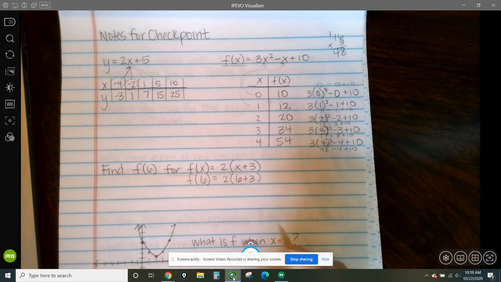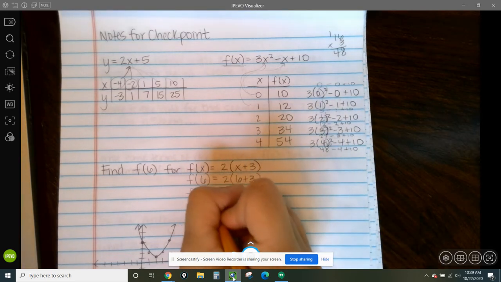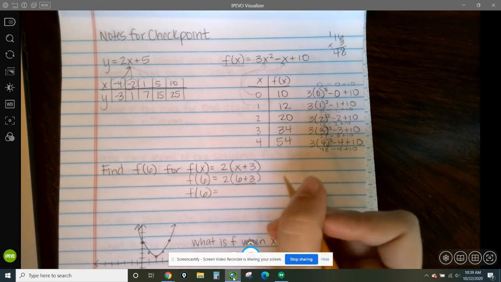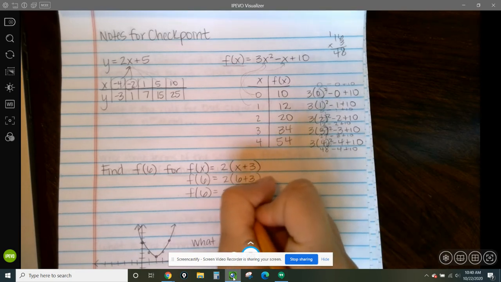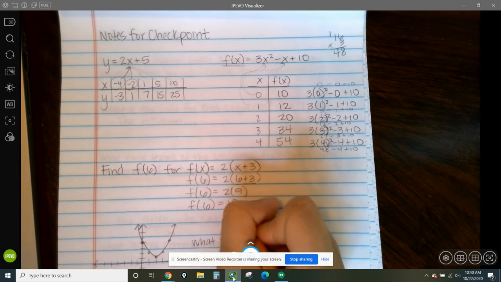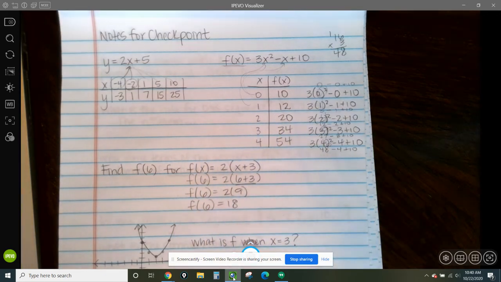So you have to remember your order of operations here. So f of 6 equals, I have to do parentheses first. So 6 plus 3 is 9. So this is 2 times 9. So I get f of 6 equals 18. And that's how you do a problem like that.